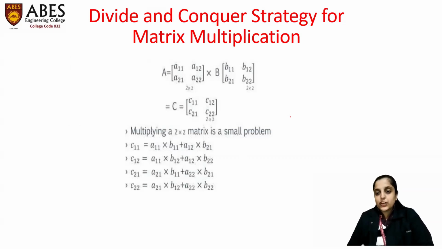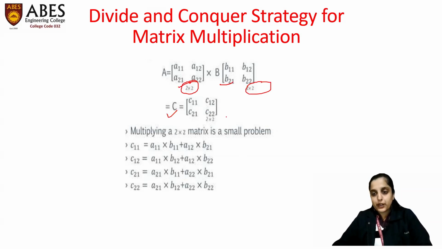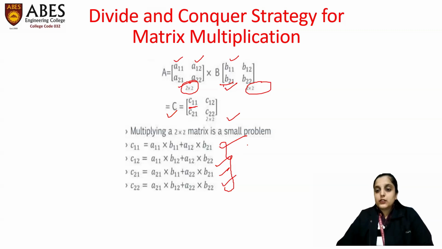Now, what is the main objective, and how does it actually work? If we have two matrices A and B, and the dimension of these two matrices is 2 cross 2, then the resultant matrix will also be a 2 cross 2 matrix. These are the formulas we can use to multiply these two matrices. For example, to find C11, I have to multiply A11 into B11 plus A12 into B21. Likewise, we calculate C12, C21 and C22. This is the calculation we do if our matrix is of order 2 cross 2.